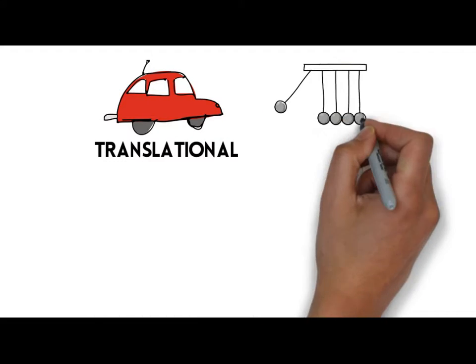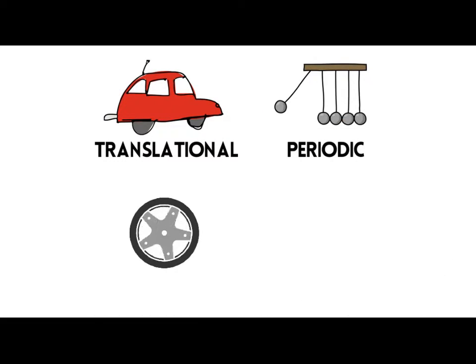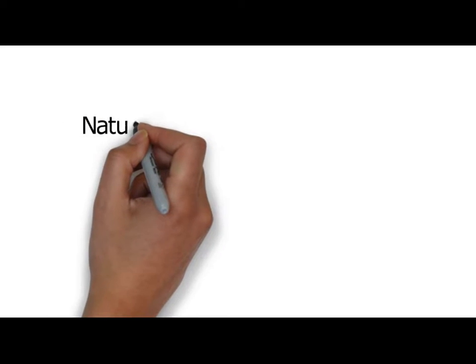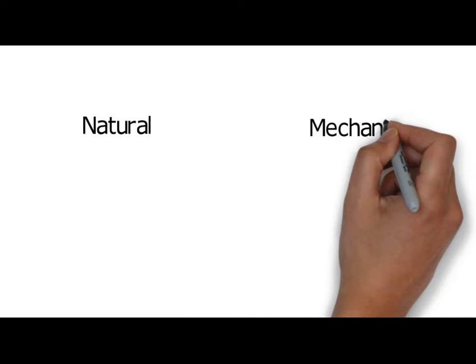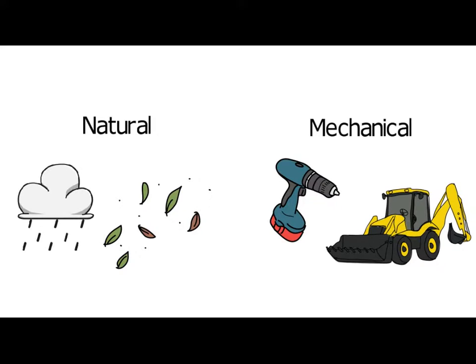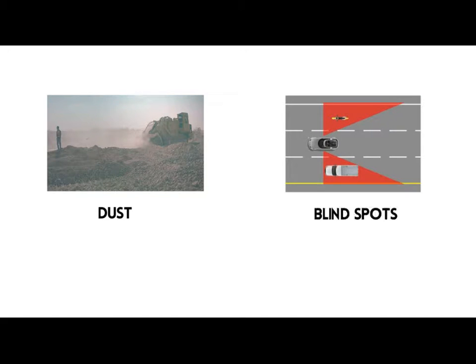There are 4 types of motion: translational motion, periodic motion, rotational motion, and random motion. Motion hazards are both natural and mechanical. Rain and wind are examples of natural sources, while using tools and operating machinery are examples of mechanical sources. The 2 motion hazards we will highlight are dust and blind spots.